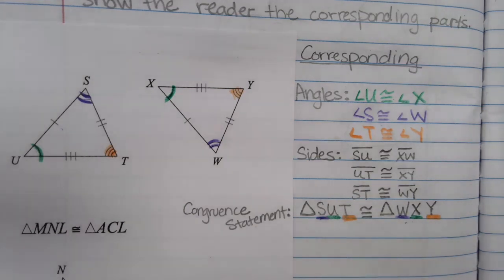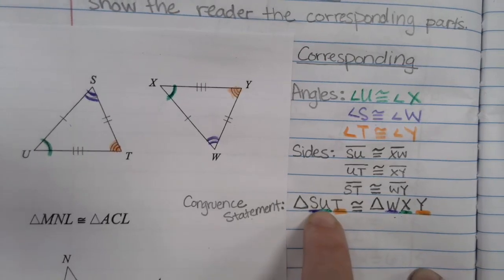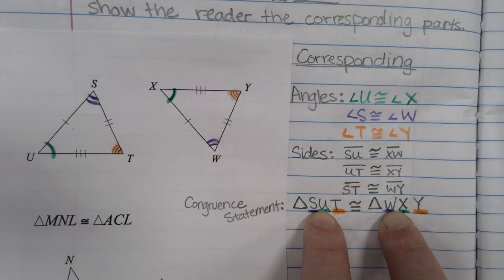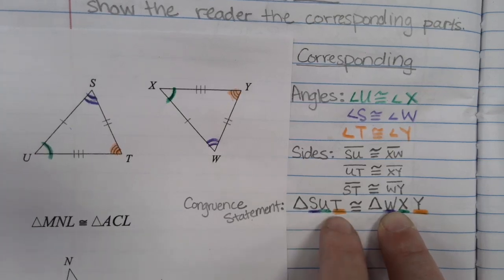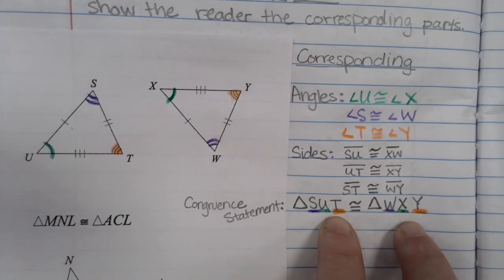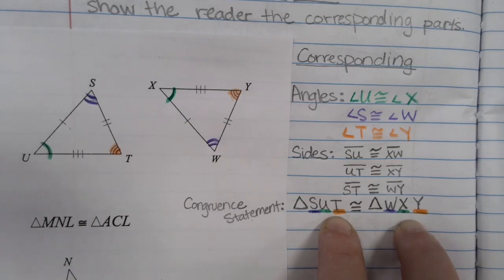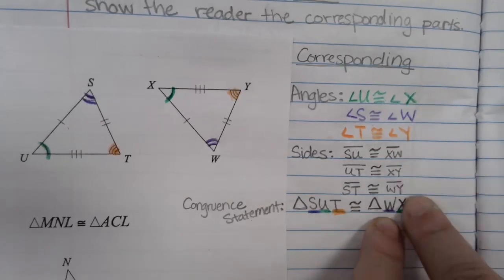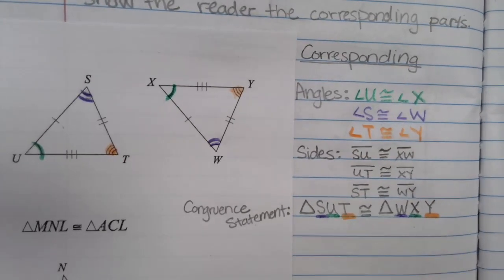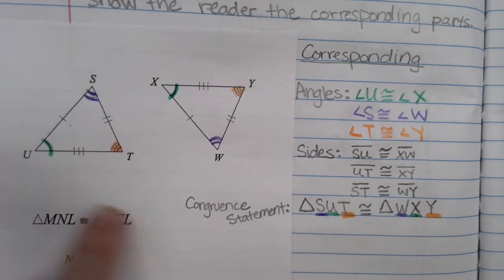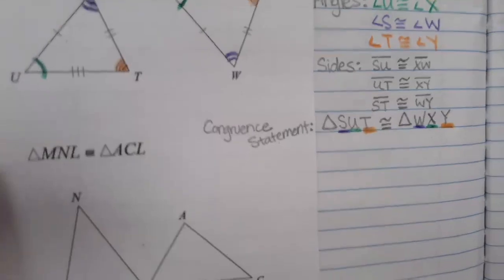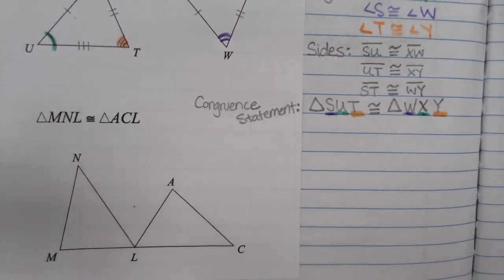Okay, and now that works with the sides as well. If I look at SU, the first 2 letters, does SU match with WX? Yep. What about UT? Does UT match with XY? Yep. And then if I look at the outside letters, ST, does that match with WY? Yeah, it's exactly what we wrote. All right, so we have this next one here. One more problem today, and then we have a little bit of practice that we're going to try together. And then we're going to be done with today.